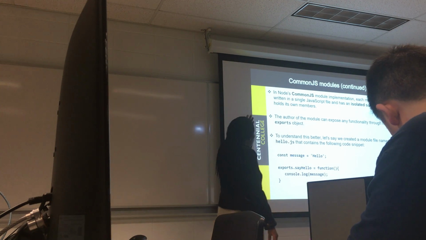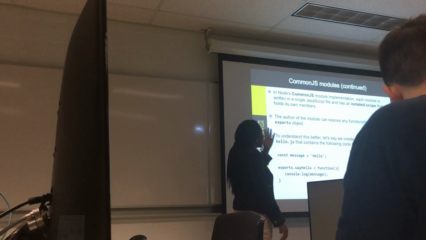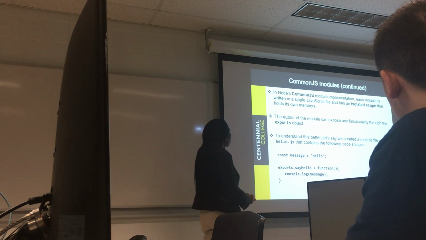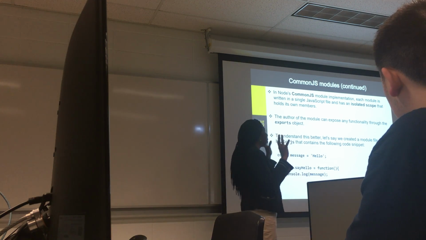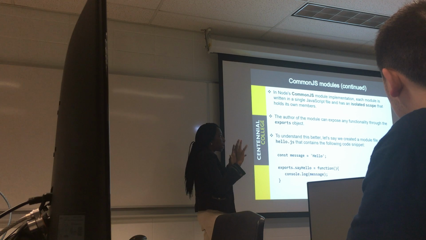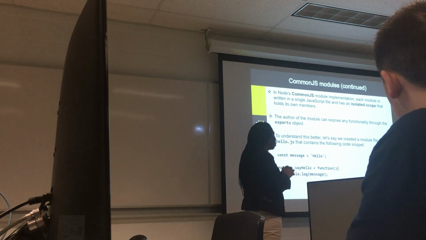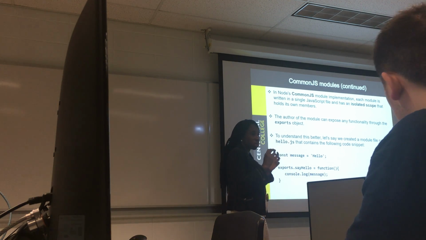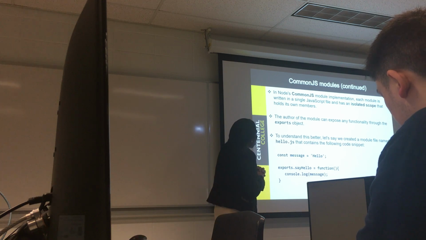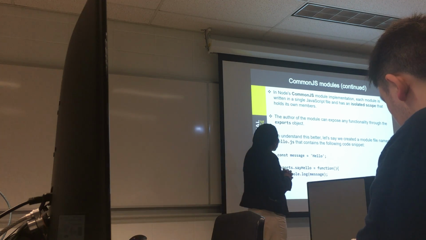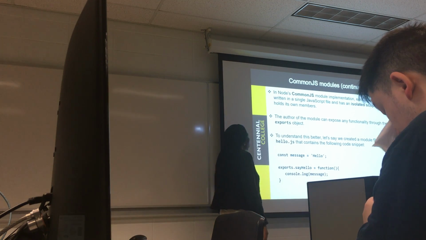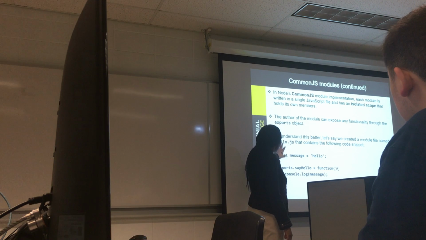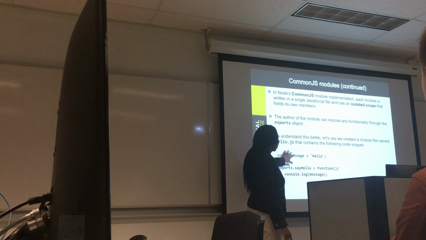So in Node, the CommonJS module implementation, how is it implemented? Each module is written in a JavaScript file. So it has an isolated scope that holds its own members, but it is written in a JavaScript file. So the author of the module can expose any functionality to the exports. Remember, exports will expose that module. So let's create a module file named hello.js that will contain the following code snippets.